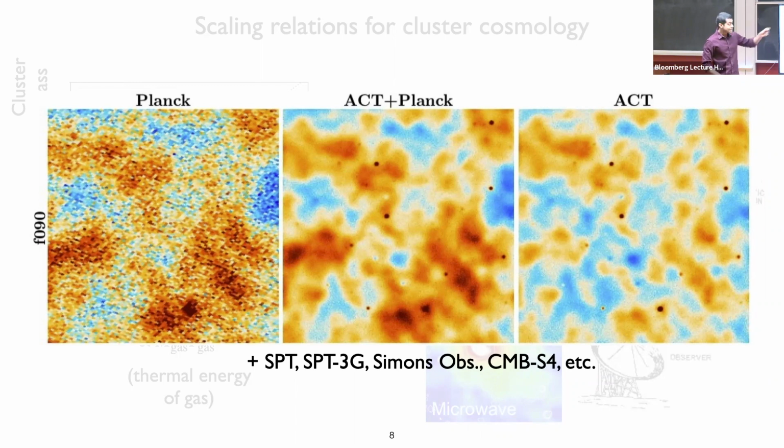What is happening is that these photons of the CMB are getting upscattered to higher energy. So at this particular frequency, you observe that it's like a black spot. And to mention, there have been surveys like CMB-S4, Simons Observatory, SPT-3G, and a lot of these surveys will target that.